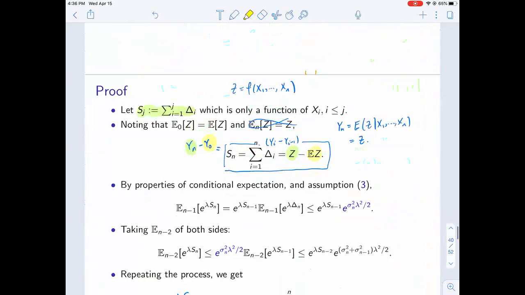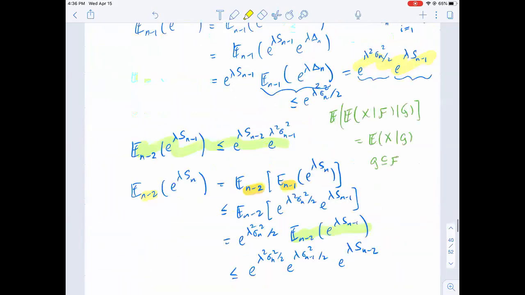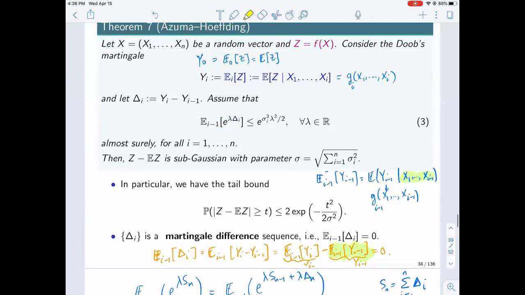Okay, we spent too much time on this. Let's move on, maybe fast. This is a very interesting result, but as I mentioned, there is a condition which is difficult to verify.